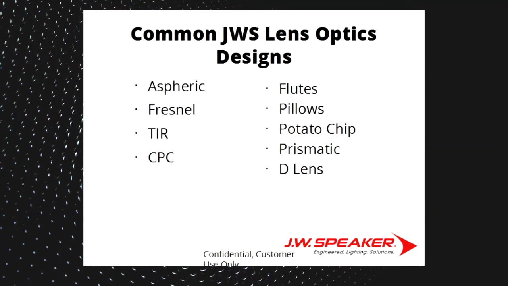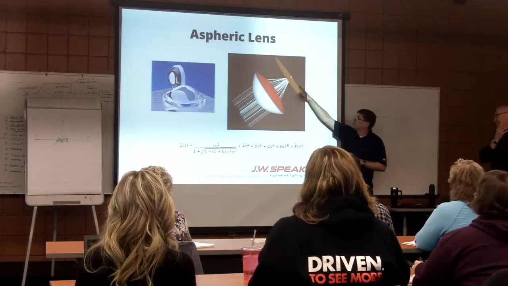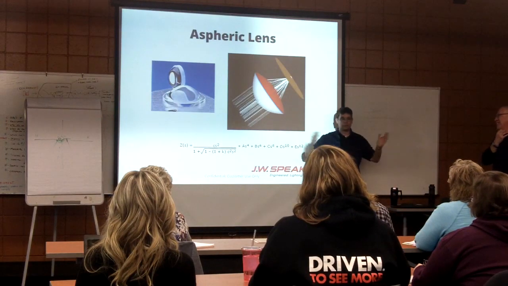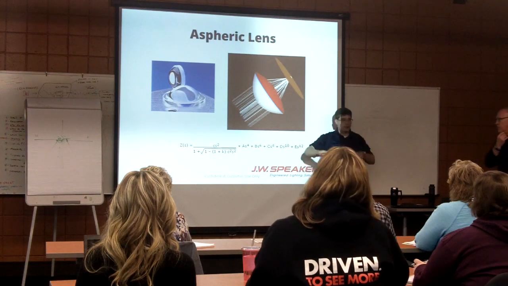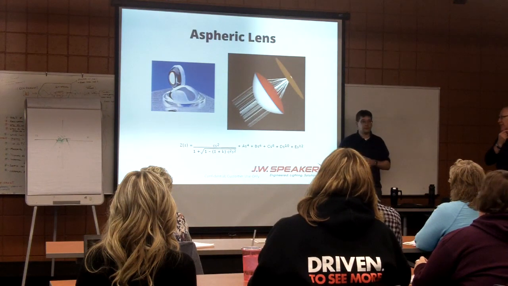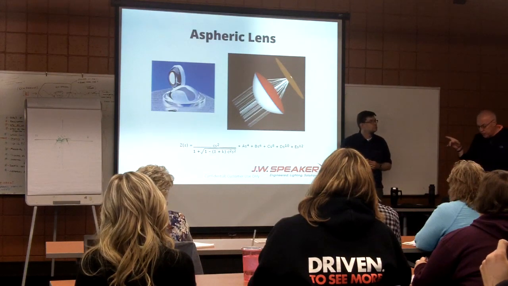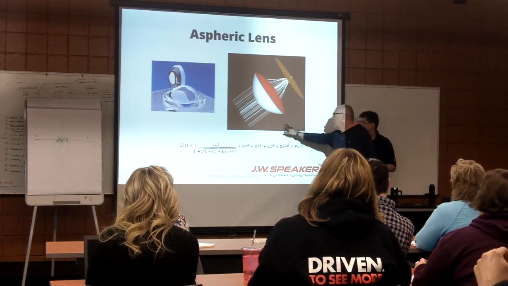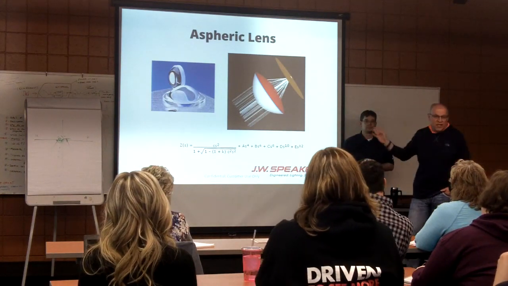So now I'm just going to go through real quick some basic shapes and lens optics that we use a lot of the time. An aspheric lens has a big long equation like this. What an aspheric lens does is take light from a source, the source is spreading light in all directions, and it bends that light to go straight ahead. A parabolic reflector does the same thing, bends all the light straight ahead. That's what an aspheric lens does as well. Now you can manipulate this curve, which is calculated by polynomial, and you can spread it. You can do a lot of other things, but that's basically what it does.